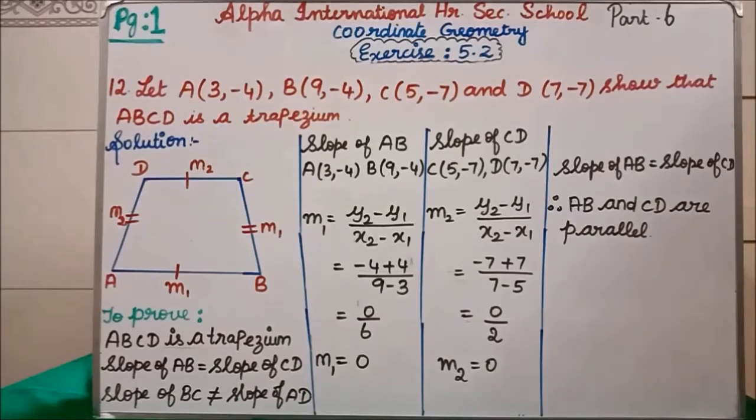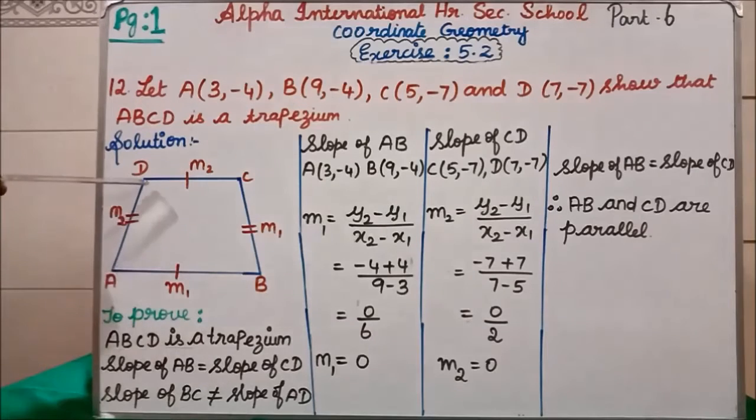We have to show that it is a trapezium. You all know what a trapezium is? Trapezium means only one pair of opposite sides of a quadrilateral are parallel, then it is said to be a trapezium. Clear? One more time I will repeat. Only one pair of opposite sides of a quadrilateral are parallel, then it is said to be a trapezium. Clear, students?